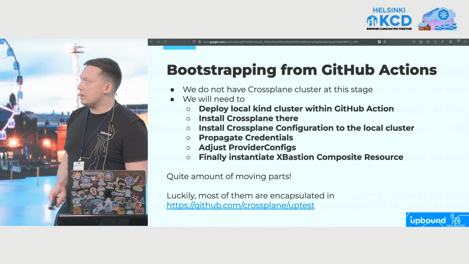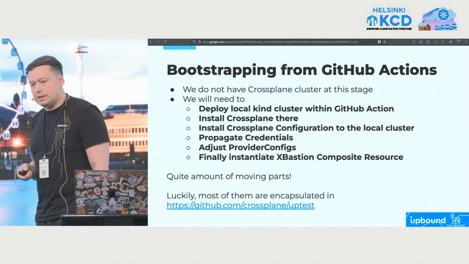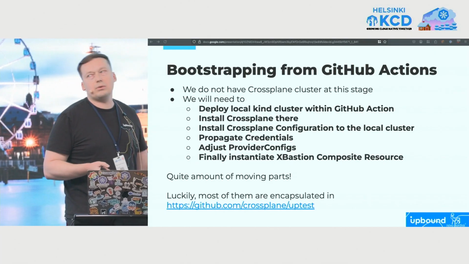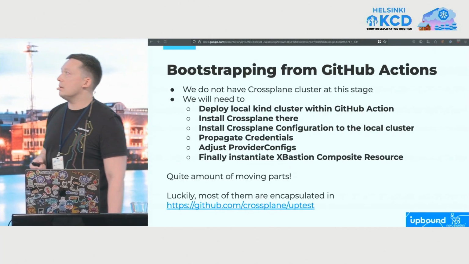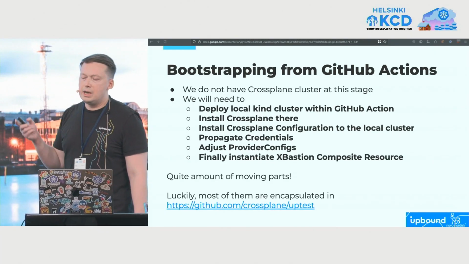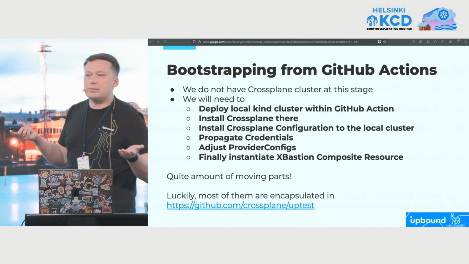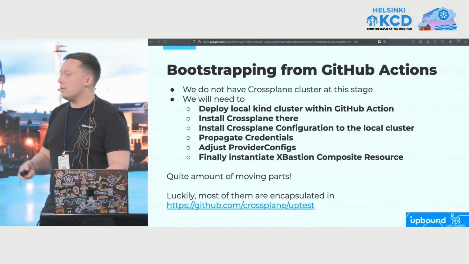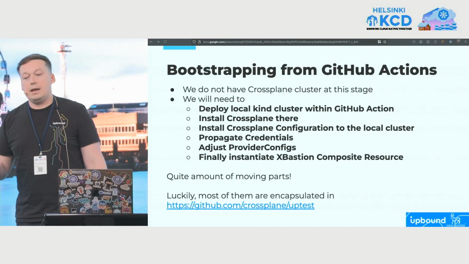So how do we do that? Crossplane within a GitHub Action. One of the main counter-arguments to using Crossplane that we hear is that Crossplane itself needs a Kubernetes cluster. So how do we get this cluster before we even use Crossplane?